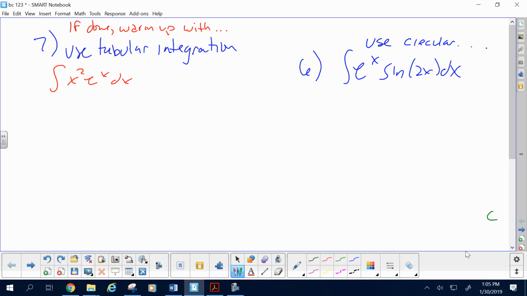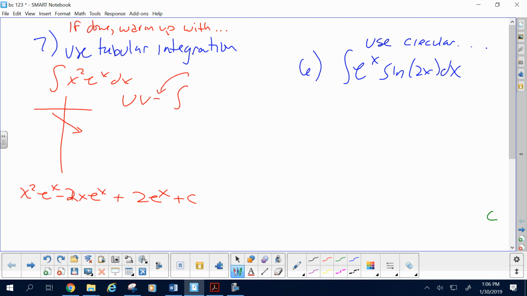Yes, are you ready? All right, so how did tabular go? Did you get something like x squared e to the x minus 2x e to the x plus 2 e to the x plus c? Is that right? Yeah, it's because of the negative in the ultraviolet voodoo. That's why. There's a reason. Okay.